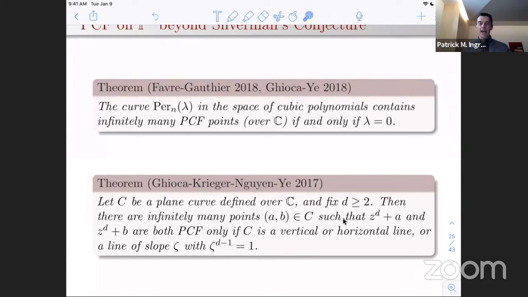Well, there are a few curves that have to, like horizontal and vertical lines, and a few diagonal lines. But Ghioca, Hawley-Krieger, Kwang Wen, and Hexi Ye prove that, in fact, those are the only ones, right? So this is another one of these unlikely intersection results. And as you can see, there are a lot of really nice, interesting partial results in this direction, but there's a lot more room here.